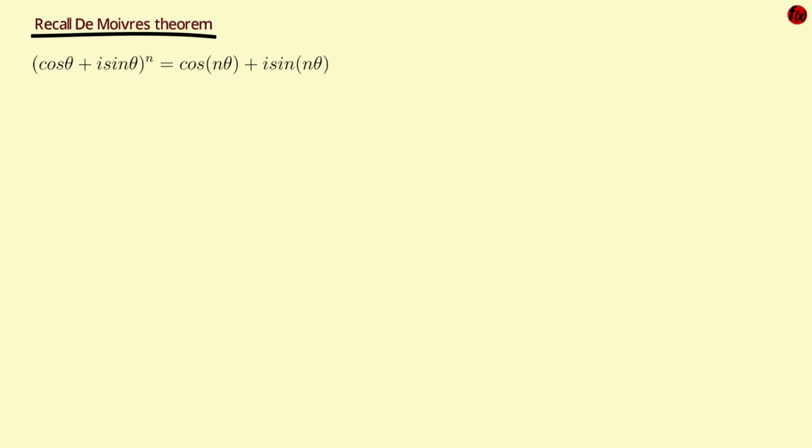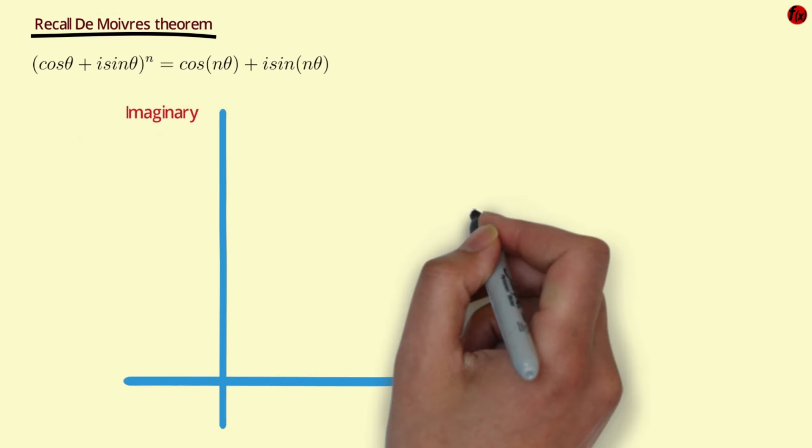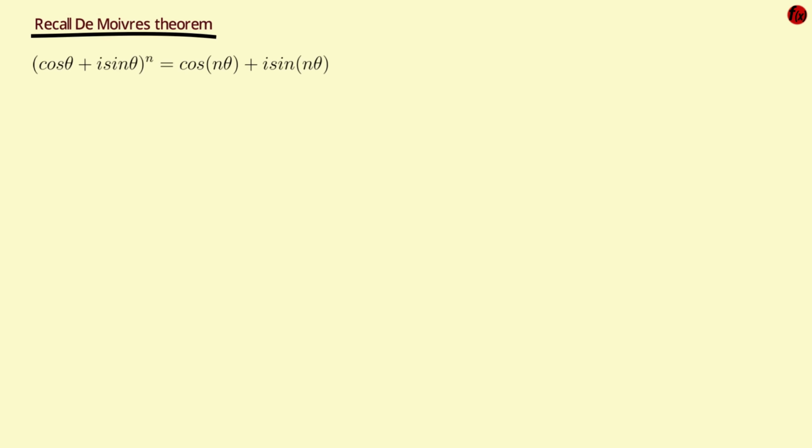Alright, let's go through this using de Moivre's theorem step by step. De Moivre's theorem states, for any integer n and real θ, (cos θ + i sin θ) raised to the power n is equal to cos nθ + i sin nθ.